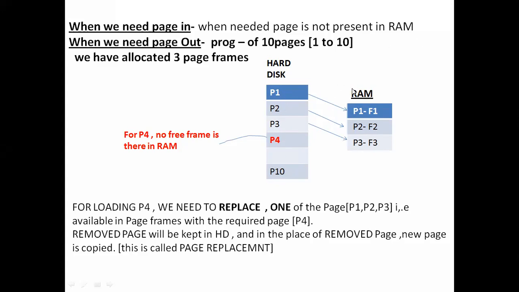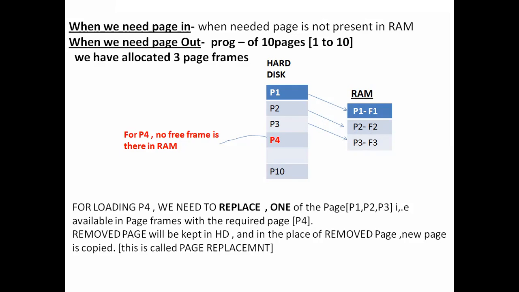Suppose the CPU is requesting page 1; this page 1 can be moved from hard disk to frame 1 of main memory. Suppose again the CPU wants page 2; we can move page 2 from hard disk to frame 2 of main memory. And as we have one more free frame, the P3 page can also be moved from hard disk to the main memory. So now the real case is occurring.